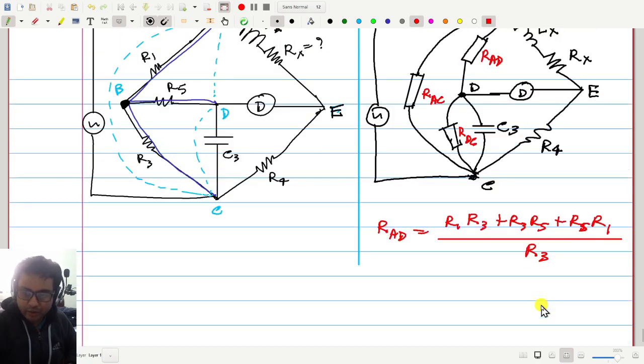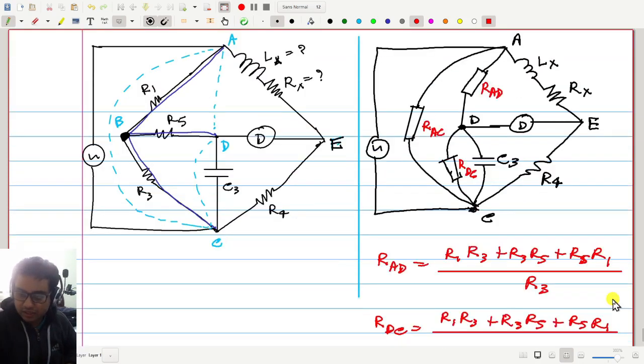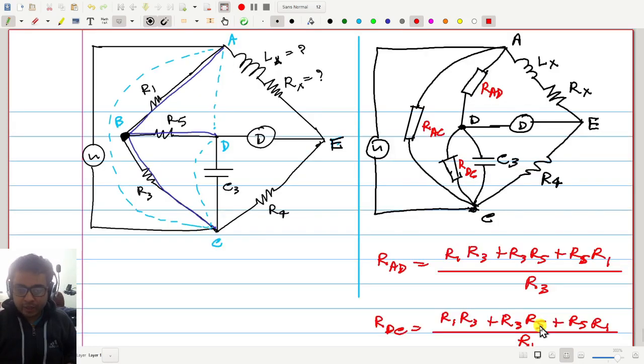Okay, and in the same way, RDC, that will be all products 1 3, 3 5 and 5 1 divided by the opposite one, which is opposite to this 1. Check please, I may make mistakes. Okay, now once this is done, what about RAC? We don't need to be bothered about RAC.